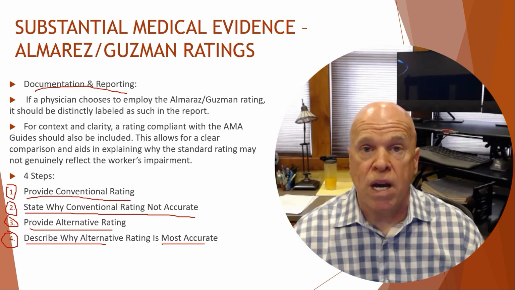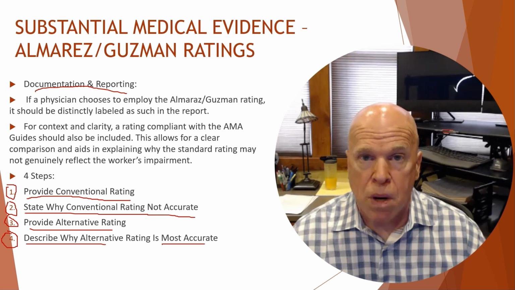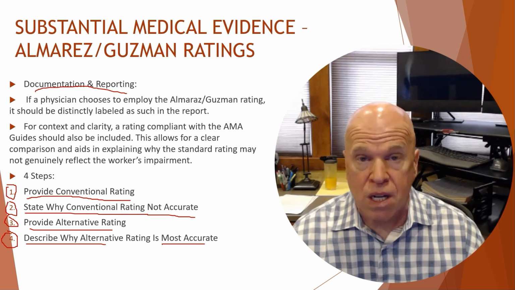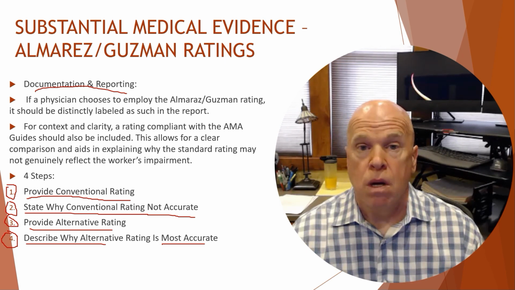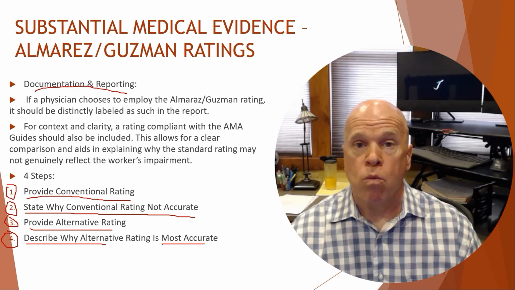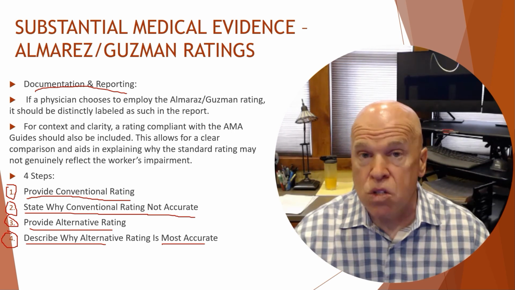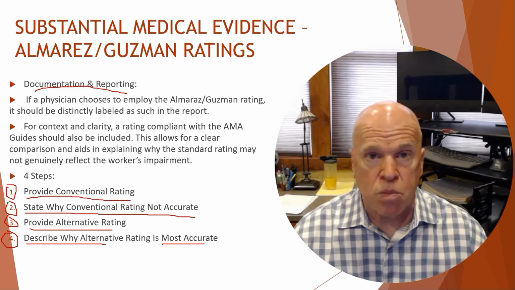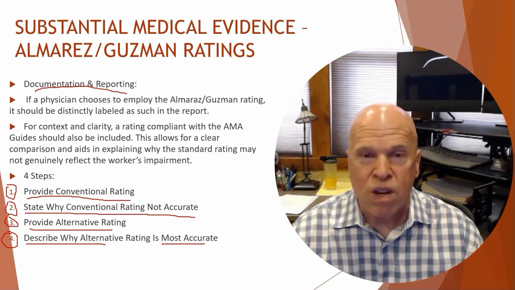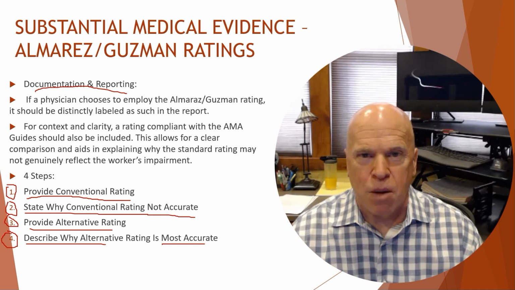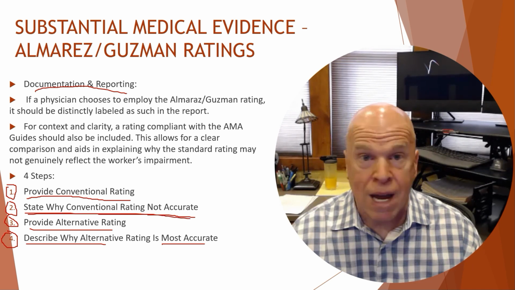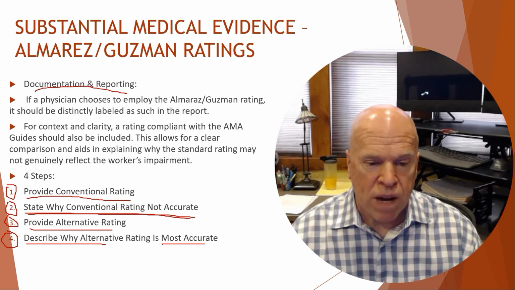In the case of plantar fasciitis, a 0% whole person impairment rating is not accurate because it doesn't accurately describe the limitations that an examinee with plantar fasciitis has for walking, for standing in one place for an extended period of time, for running, and really for weight-bearing activities in general. People with chronic and symptomatic plantar fasciitis have limitations with weight-bearing activities, but there is no conventional impairment rating within the AMA guides for plantar fasciitis. So you would tell us why that conventional impairment rating is not accurate. And then you would provide the alternative impairment rating.